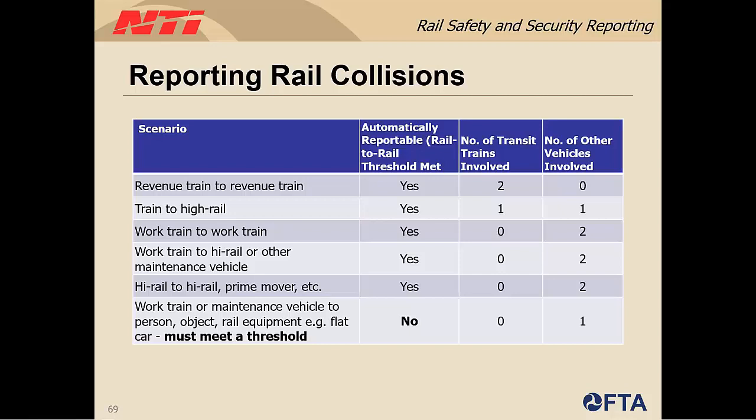In the last row, you see that when a work train or maintenance vehicle collides with a person or an object, or it collides with rail equipment, such as a flat car that is not attached to a vehicle, the event is still reported as a rail collision, but a threshold has to be met. So it has to meet the injury or property damage threshold. Those would be the most common in order to be reportable.